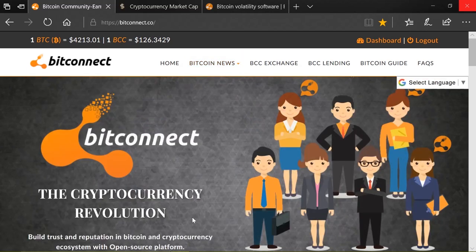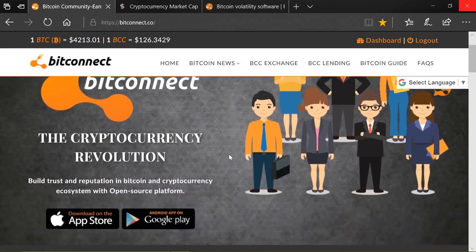Now, if you look at the home page, you can probably see the first thing you read is: the cryptocurrency revolution, build trust and reputation in Bitcoin and cryptocurrency ecosystem with open source platform. Now already that doesn't read like English. So yes, you're right. Since I've been using the Bitconnect platform, there have been massive improvements daily with the system itself, and we'll dive into that.